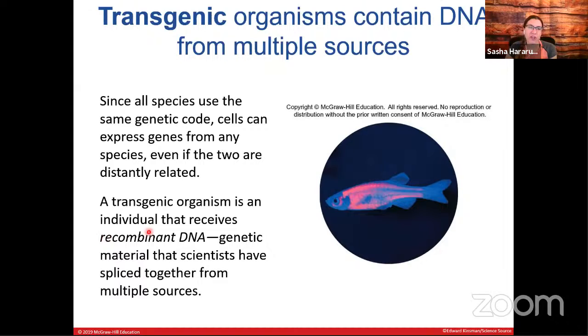So a transgenic organism is an individual that receives so-called recombinant DNA, or genetic material that scientists have spliced together from multiple sources.